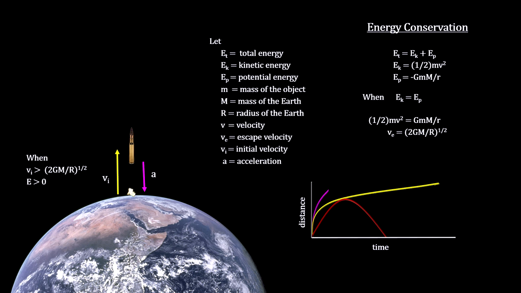If the initial velocity is greater than the escape velocity, the total energy is positive, and the object will go on with a non-zero velocity forever and never return to the Earth. It has escaped.